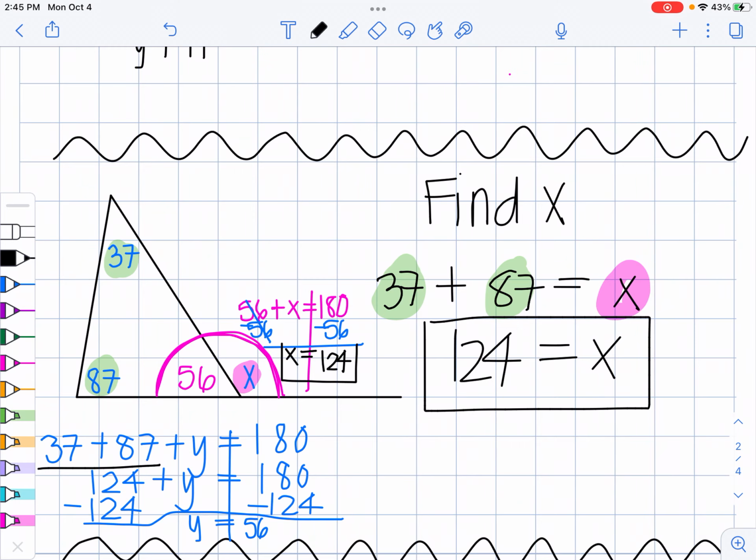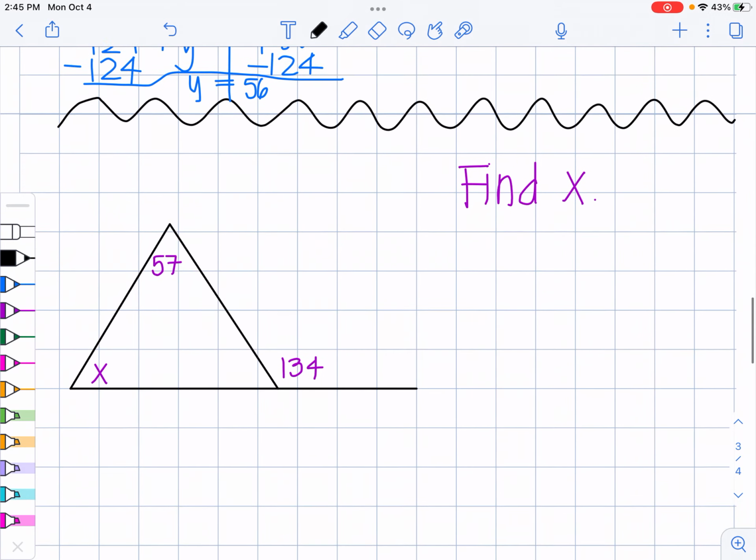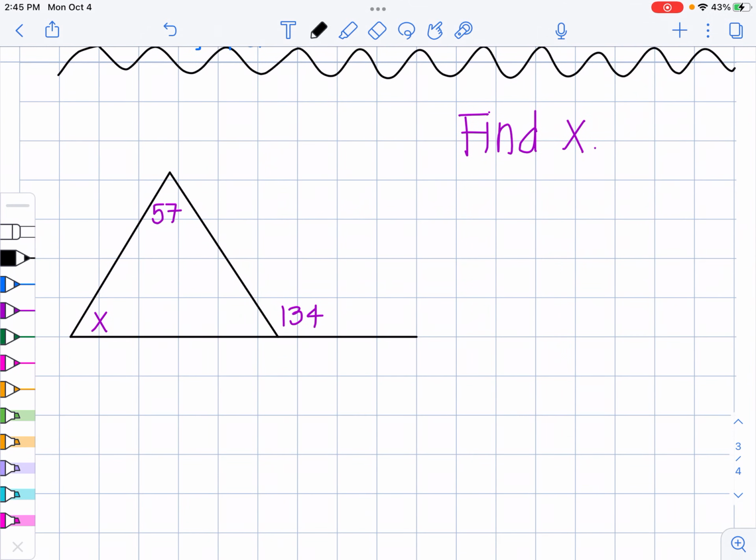All right, I want you to try one last example here. And I want you to only do it using the fact that the sum of the remote interior angles equals your exterior angle. Stop the video right now, try it on your own. I'm going to work it out, and then you can see if you got it right.